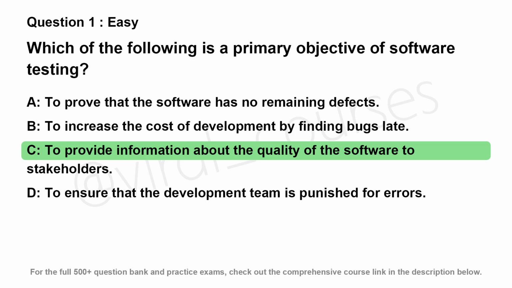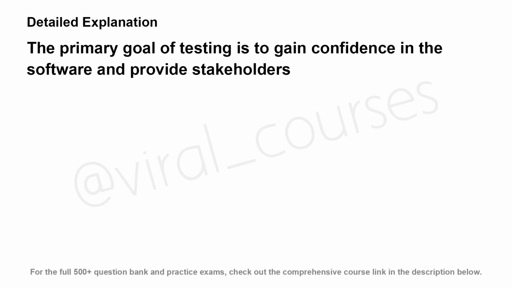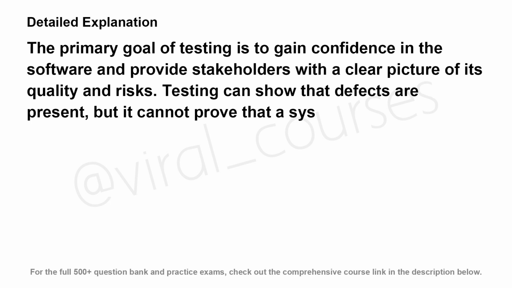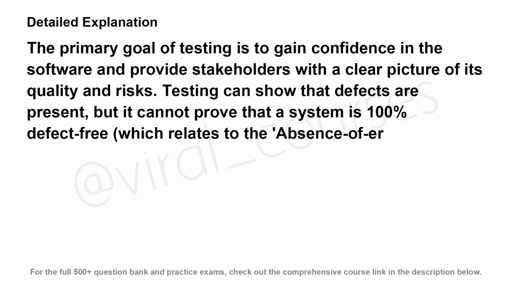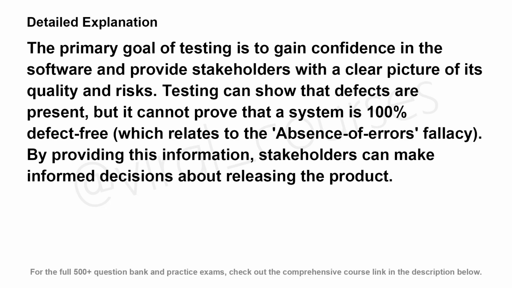The correct answer is C. The primary goal of testing is to gain confidence in the software and provide stakeholders with a clear picture of its quality and risks. Testing can show that defects are present, but it cannot prove that a system is 100% defect-free, which relates to the absence of errors fallacy. By providing this information, stakeholders can make informed decisions about releasing the product.